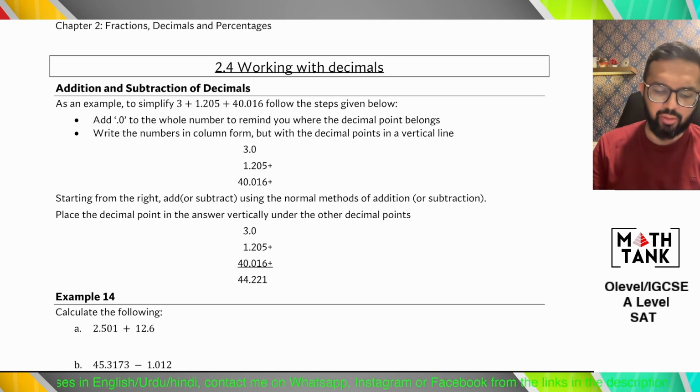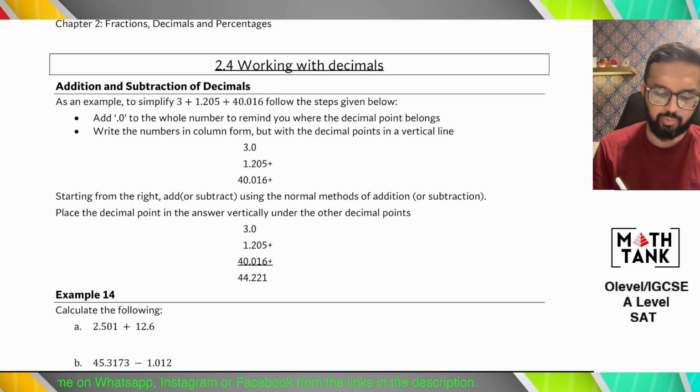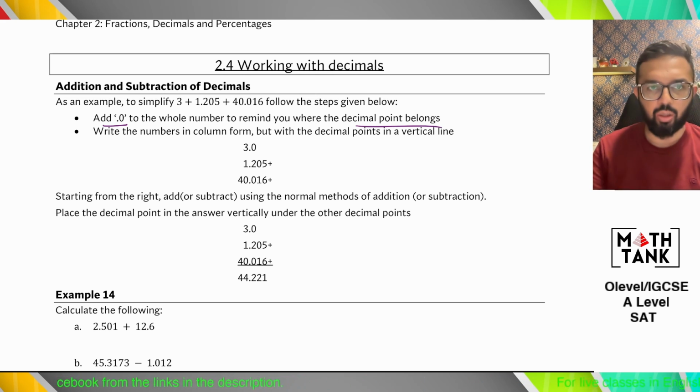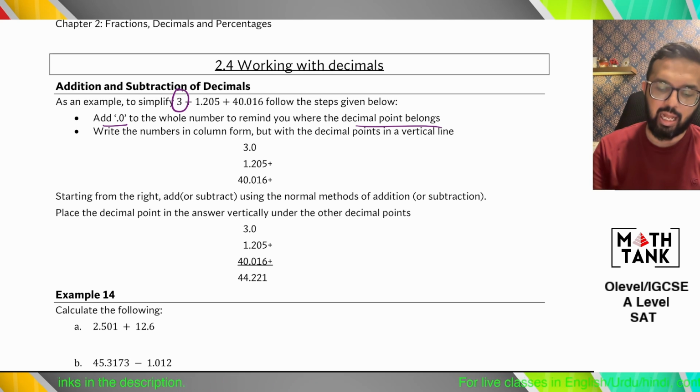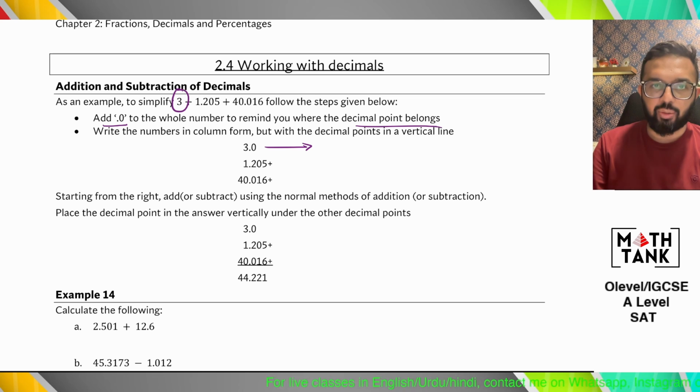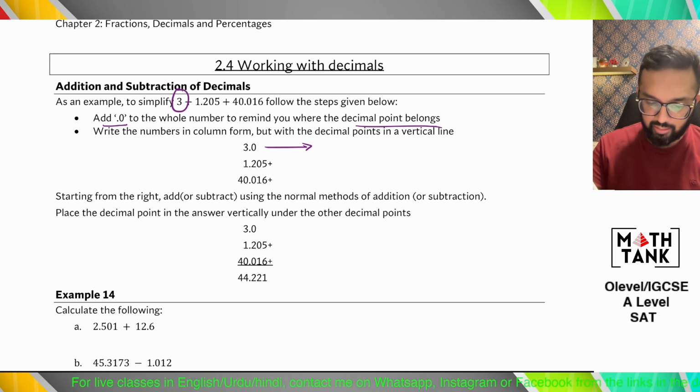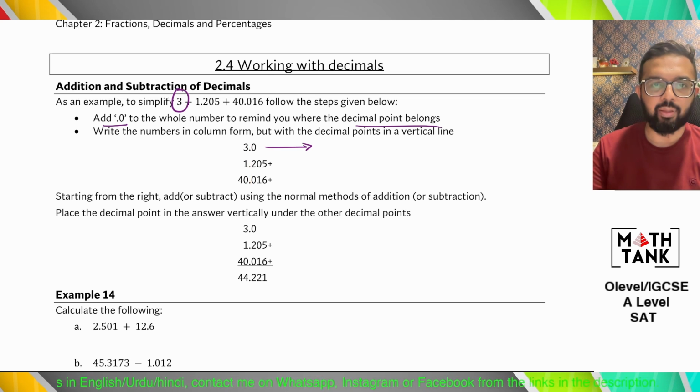So addition and subtraction is only possible by following the steps. Add 0.0 to the whole number to remind you where the decimal point belongs. So you write 3 as 3.0. That's what I've done here. What you need to make sure is that whenever you're adding or subtracting decimals, the decimal must appear in the same line as in my case.